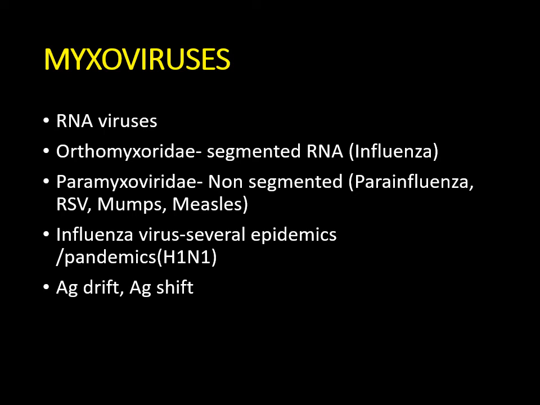This group includes the influenza virus, which is very well known for the many epidemics and pandemics it has caused. The latest pandemic was H1N1, which occurred in 2009. Due to this reassortment, antigenic drift and antigenic shift are seen. Then the paramyxoviruses are also RNA viruses, but they are non-segmented. RSV, mumps, and measles all come under this group.